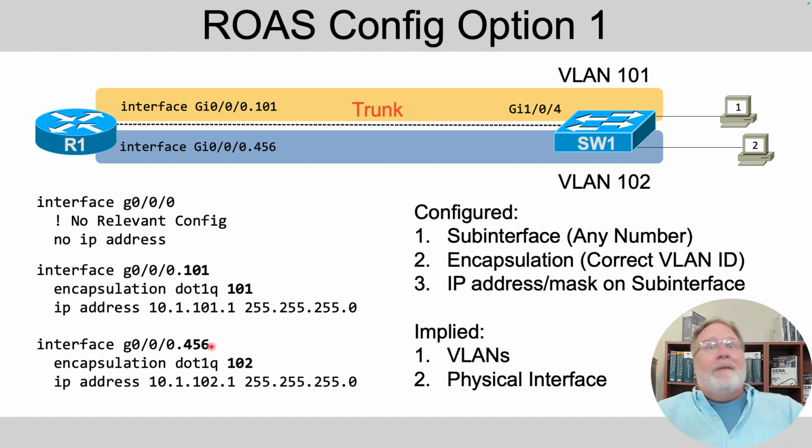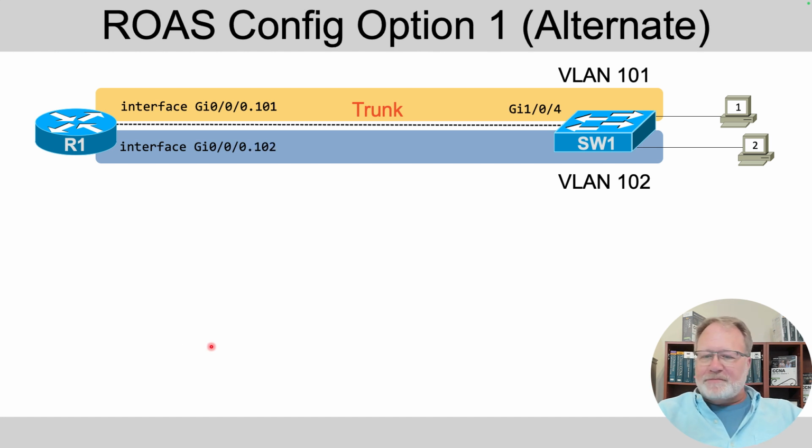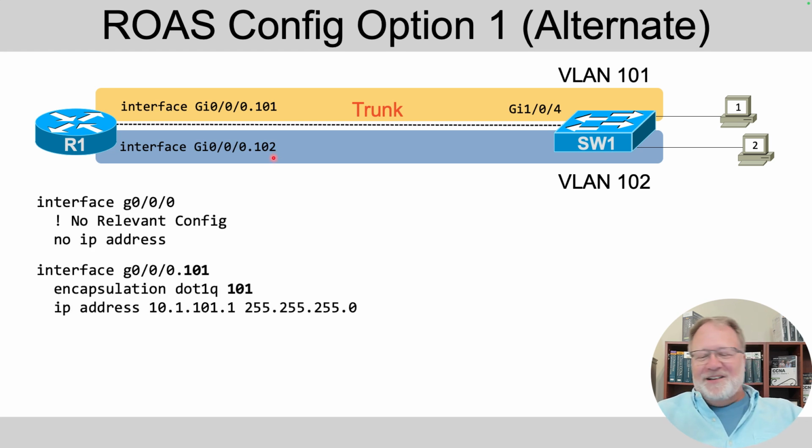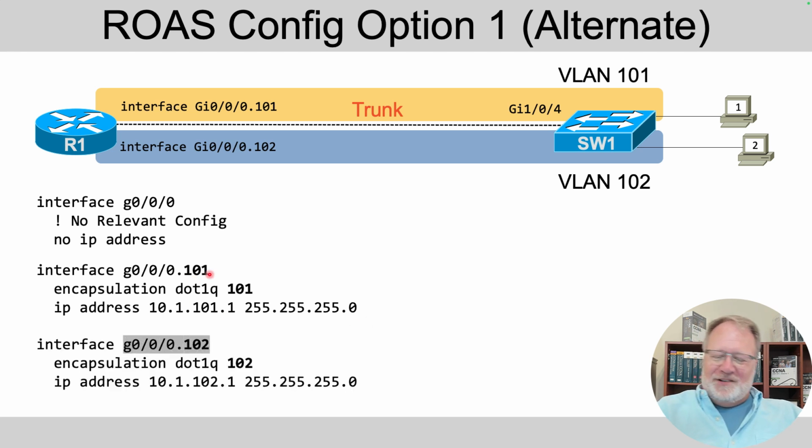All right, so there's the config, and it just helps to practice and get comfortable with that. Just to show you that you could have used the more obvious subinterface number 102, here it is in the diagram. That's the same configuration on the router for subinterface 101, and now an alternate config for subinterface 102, also with VLAN ID 102. So that would have worked just as well over on router R1.